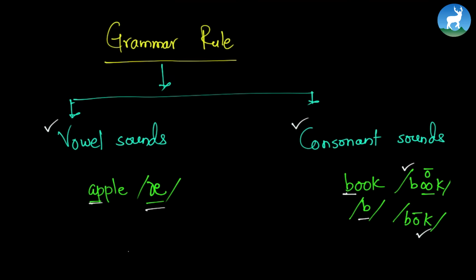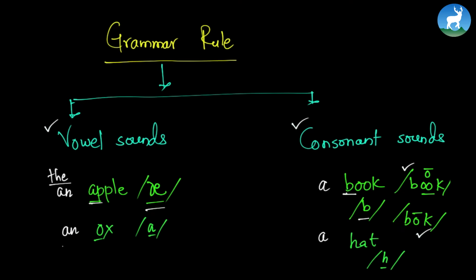Let us look at more examples. The word ox has an "o" sound, right? While the word hat has an "h" sound. That is why we prefer using an apple, an ox, while we use a book or a hat. If we are talking about a specific apple, we may say the apple sometimes. The apple is rotten, or we can say the ox has lost his mind. No, the ox is plowing the field.